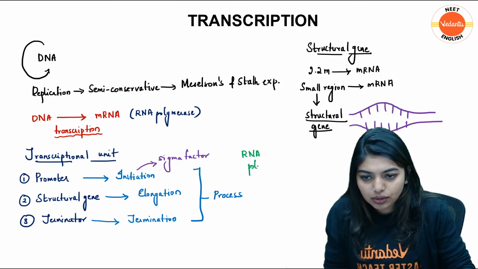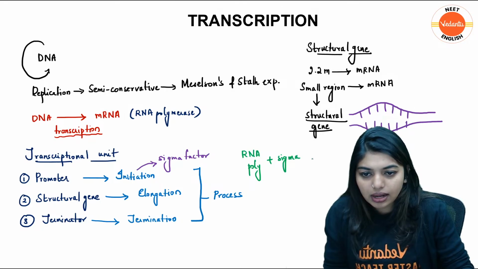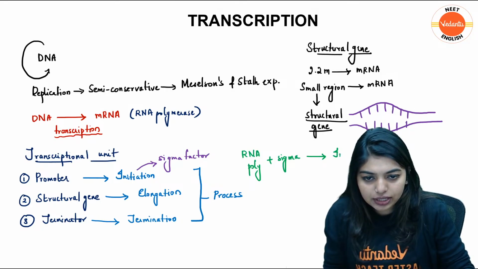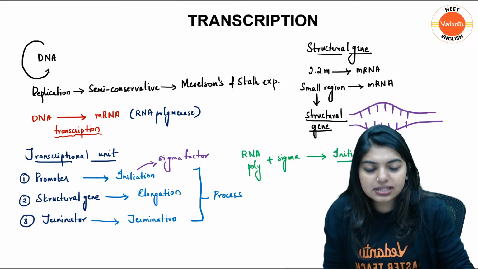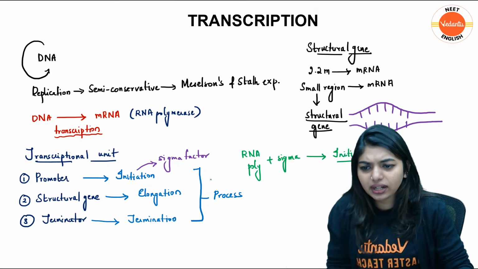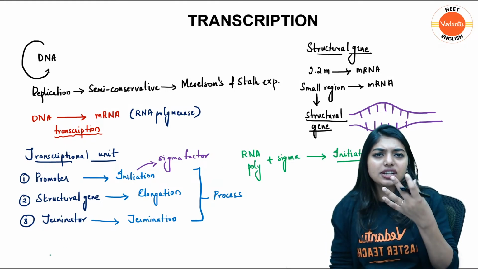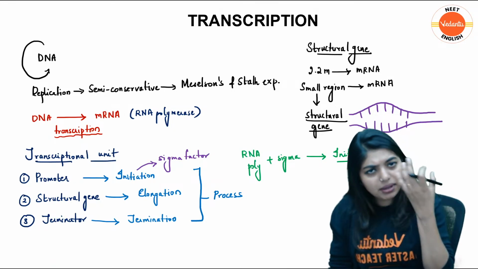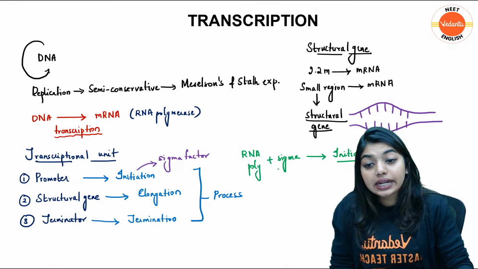Important, RNA polymerase will bind with sigma factor and help or continue your initiation. Only if it binds with sigma factor will it be able to do initiation. Clear? Okay, done. Structural gene region is the region where elongation happens. That means where your mRNA will be actually formed. Then termination.